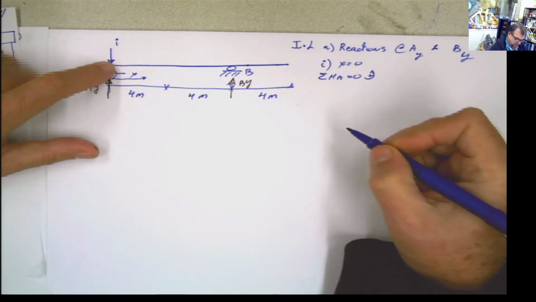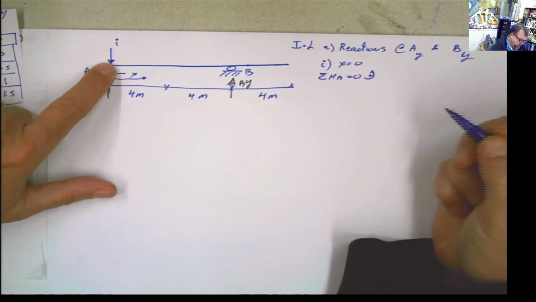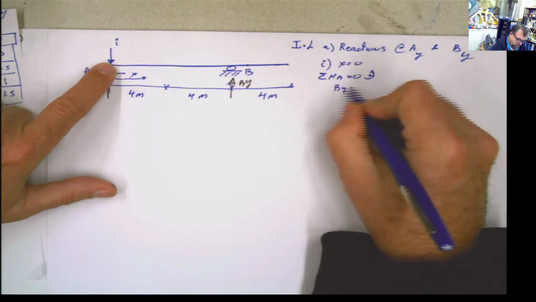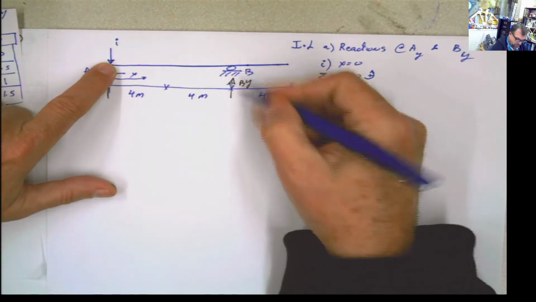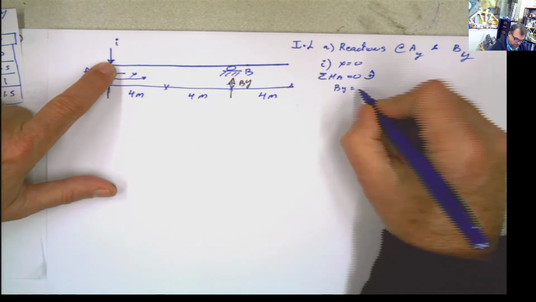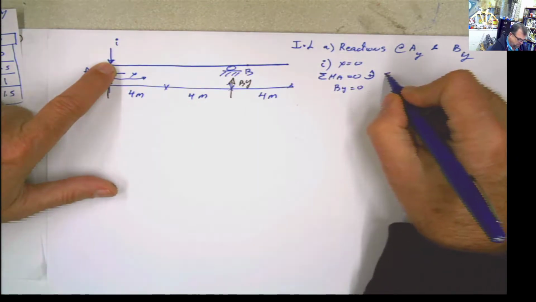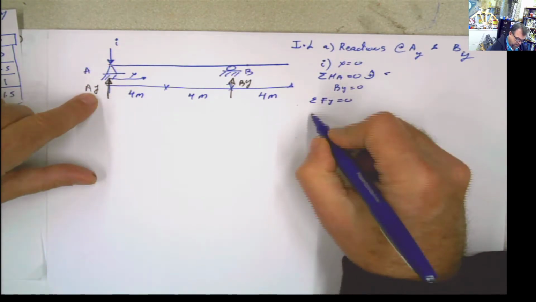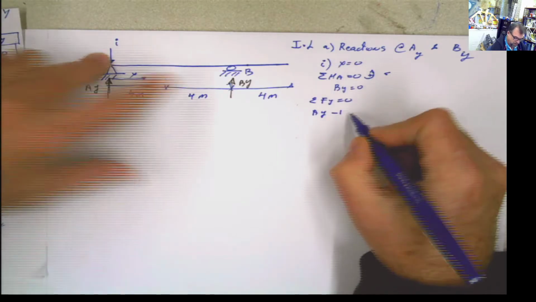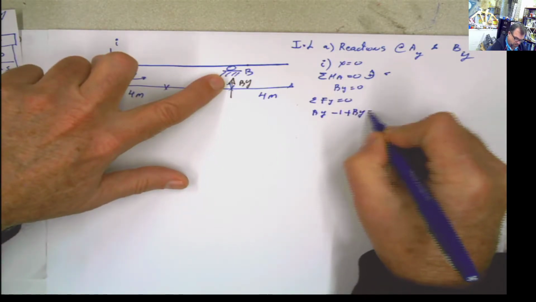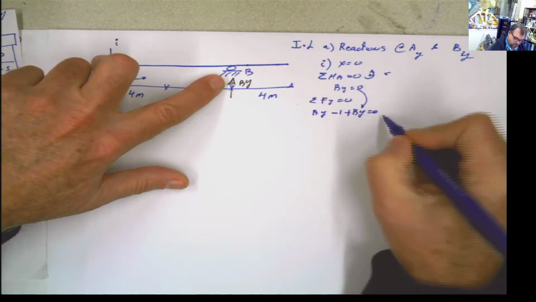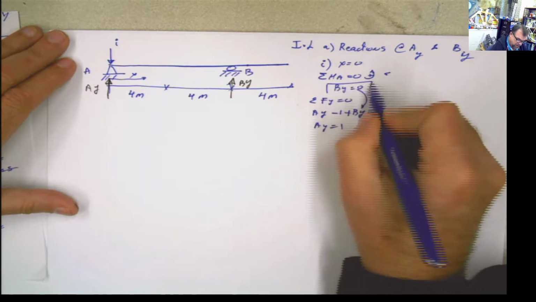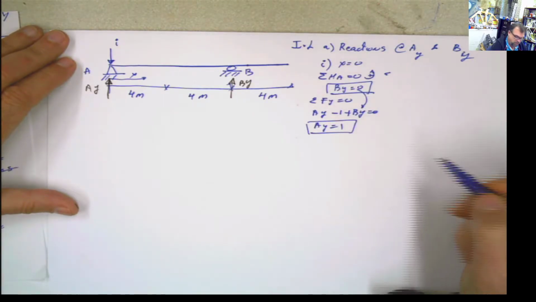If you do moment at A equals 0, what do you get? BY times this distance is 0, so BY is 0. And if I do summation of forces in Y equals 0, then you have AY minus 1 plus BY equals 0, but BY is 0, so AY equals 1. It's so easy. That's what we have, and we already have the first value for the influence line.